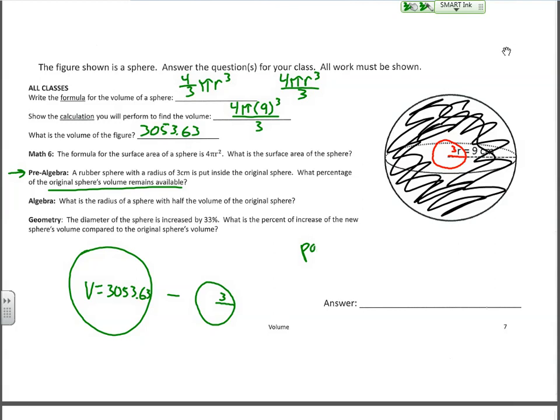Remember that percent is equal to part divided by whole. So when you subtract the volume of that smaller sphere to get the part of the original sphere that remains, that number is going to represent your part. So this calculation will get you the part of the original sphere that's left, and then you're going to take that number and divide by the whole, which is the volume of the original sphere, which we already got to be 3053.63. That was kind of the game plan that we talked about. We're going to find the volume of the new sphere, subtract it from the original sphere to get the volume that remains in the original sphere, and then divide that by the original volume to get the percentage that remains.